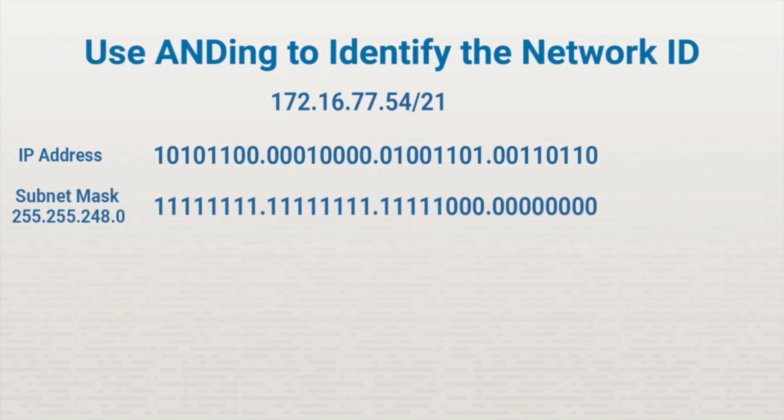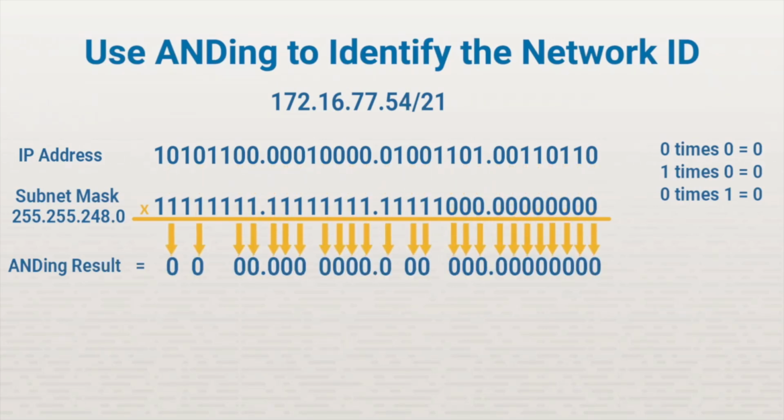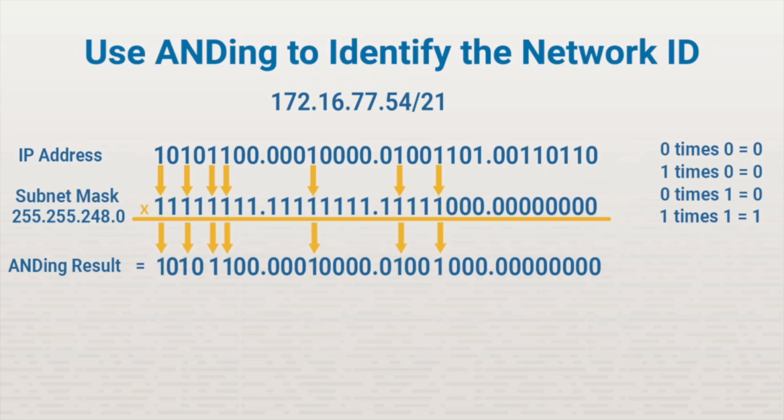Now, let's use the ANDing process to determine the network address. This is done by multiplying each bit in the IP address with its matching bit in the subnet mask. Since anything times 0 is 0, this means that any bit in either the IP address or the subnet mask that's 0 results in an answer of 0. For each of these, a 0 is added to the ANDing result line. Likewise, since 1 times 1 is always 1, any bit that has a 1 in both the IP address and the subnet mask, when multiplied together, equals 1. So a 1 is added to the ANDing line.